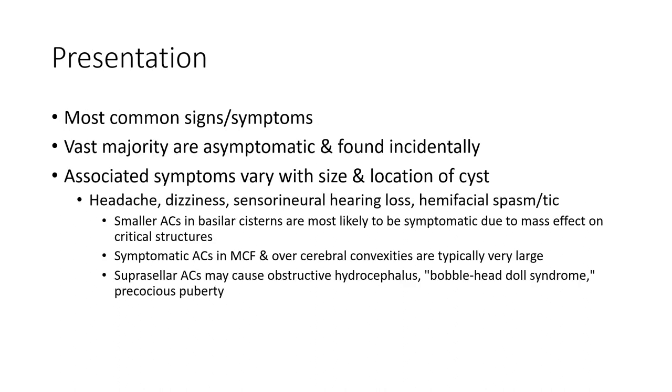The most common signs and symptoms: usually asymptomatic and found incidentally, often solitary. Associated symptoms vary with size and location: headache, dizziness, sensorineural hearing loss, maybe seizures. Small arachnoid cysts in the basilar system are most likely to be symptomatic due to mass effect on critical structures. Symptomatic arachnoid cysts in the MCF and over the cerebral convexity are typically very large.